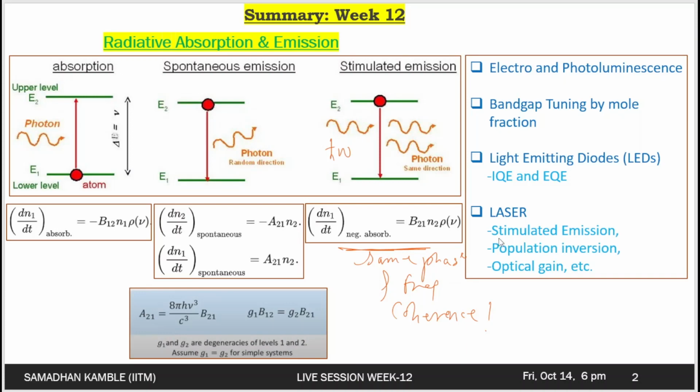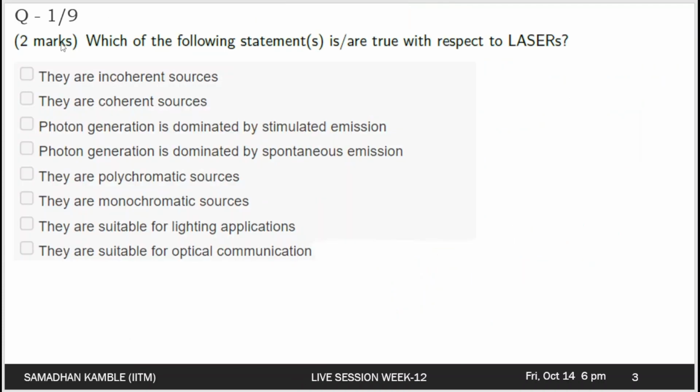Okay, so with this, I think the summary of week 12 is concluded, and we'll directly move to the problems now. The first problem: the problems for this particular week are fairly qualitative, so not much of a calculation. The first problem is, which of the following statement or statements is or are true with respect to lasers? So you can unmute yourself and try to give the answer for this.